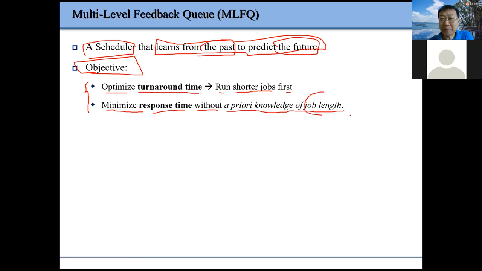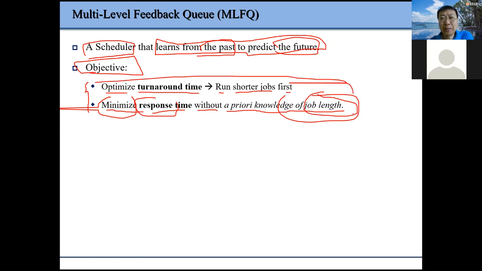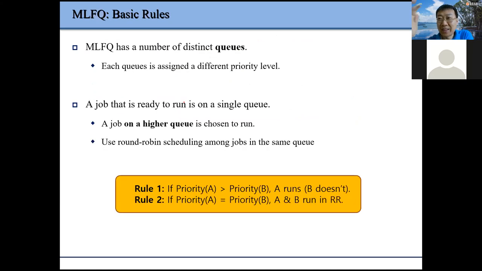I think this is the focus of the previous lecture. A lot of students asked how we can know the job length, since we don't know the execution time. But you can see that if we want to minimize response time, we don't need this knowledge. Maybe you'll think it's impossible, because last time we mentioned they contradict each other. If we want to optimize turnaround time and run the shorter job first, then definitely you cannot minimize response time, and vice versa. So then people thought about it.